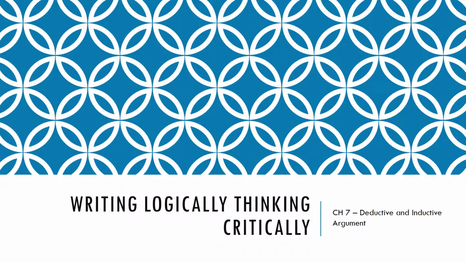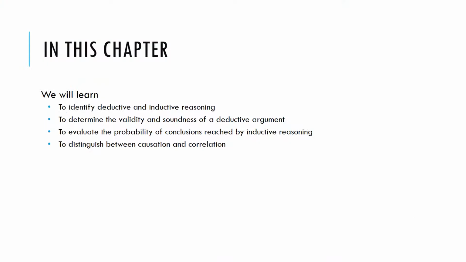Welcome to Chapter 7 of Writing Logically and Thinking Critically. This is that extra long chapter that I warned you about on deductive and inductive argument. So in this chapter, we're going to cover how to identify deductive and inductive reasoning, how to determine the validity and soundness of a deductive argument, how to evaluate the probability of conclusions reached by inductive reasoning, and how to distinguish between causation and correlation.